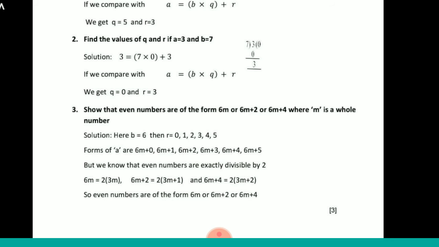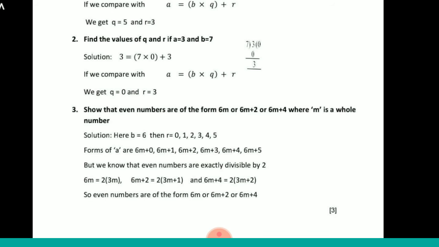And for 6m plus 2 also, from both of these we can take 2 common. Here 6m is 2 into 3m, and 2 is 2 into 1. By taking 2 common, we can write 2 times 3m plus 1. And for 6m plus 4 also, take 2 from these two, we can write 2 into 3m plus 2. So even numbers are of the form 6m or 6m plus 2 or 6m plus 4. Whenever the divisor is 6, the even number is of the form 6m, 6m plus 2 or 6m plus 4. Simple sums like that only you have to do.